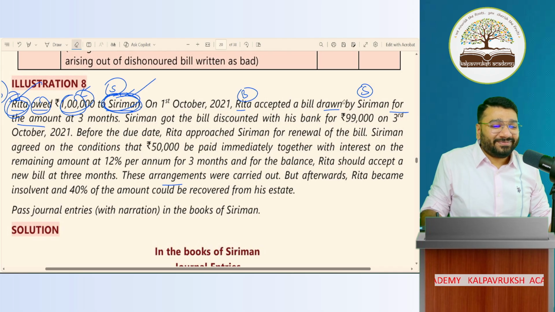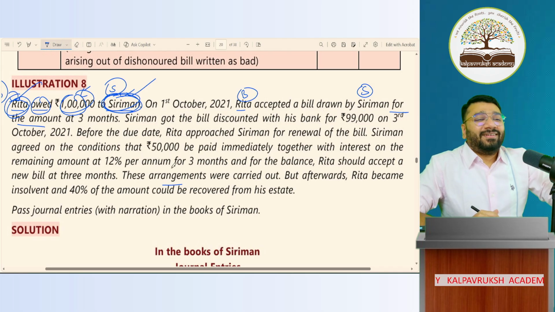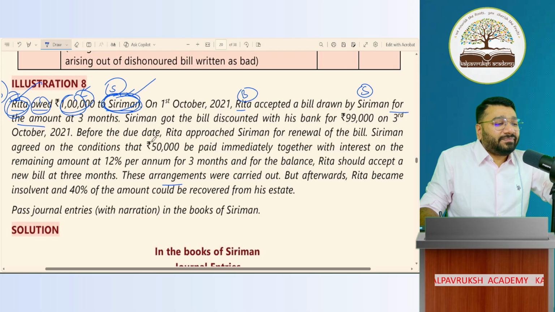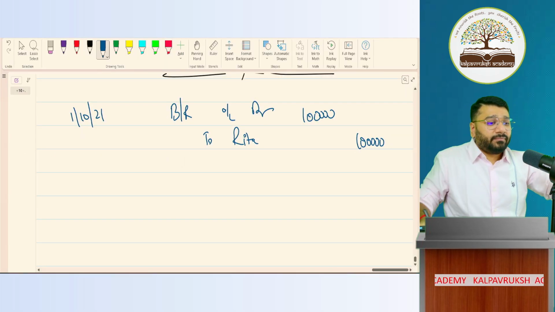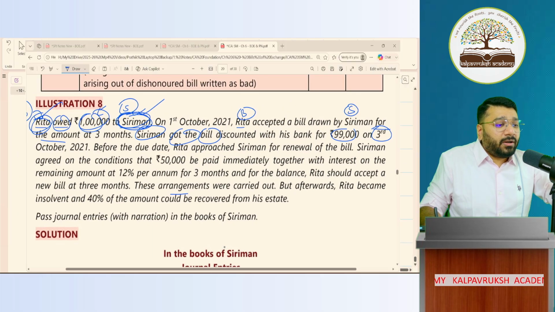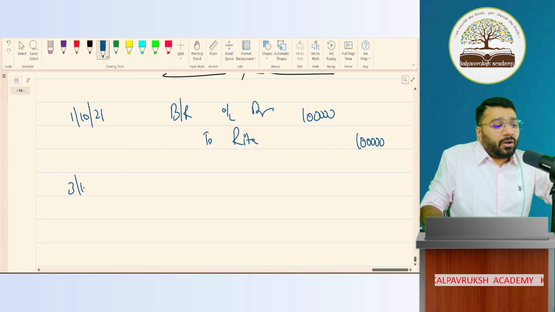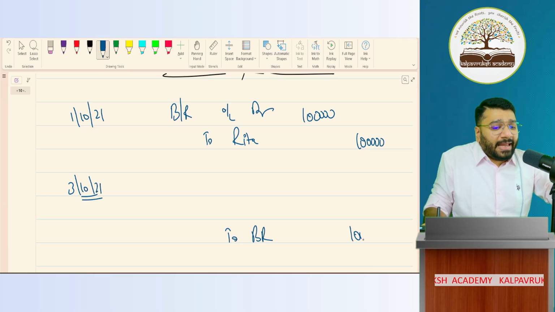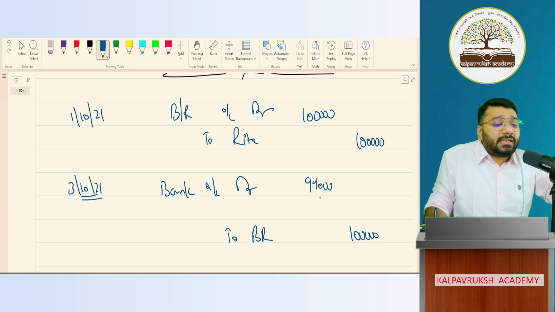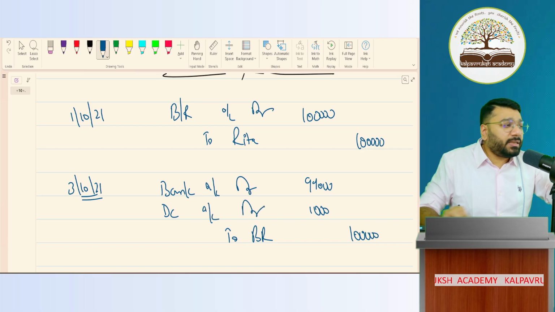Now, next what? Siriman got the bill discounted for 99,000 on 3rd October. Guys, diagram in the mind. What date? 3rd October 21. We are giving the bill to the banker. BR gone out. How much? 1 lakh. How much money are you receiving from the bank? 99,000. The balance 1,000 that you're not receiving is your loss. Discounting charges account debit. It's a loss. Debit all expenses and losses.